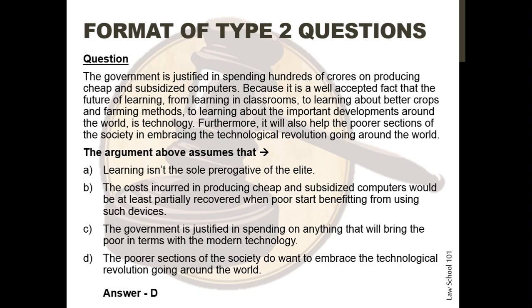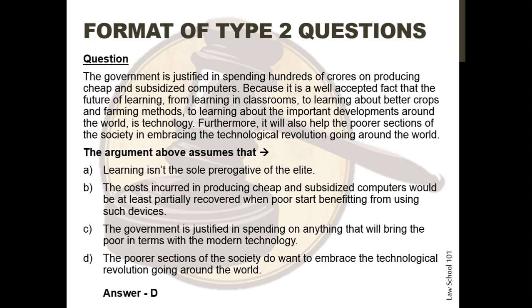Second, the costs incurred in producing cheap and subsidized computers would be at least partially recovered when the poor start benefiting from using such devices. The statement nowhere talks about the costs that would be incurred in manufacturing cheap and subsidized computers. Thus, this option is also not a valid assumption due to external knowledge.